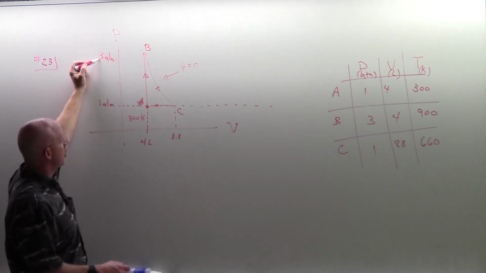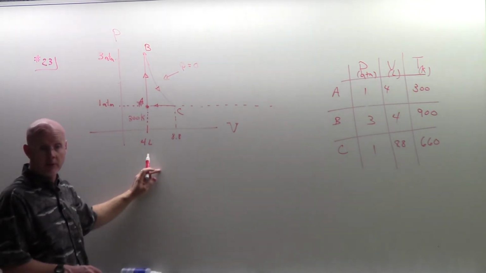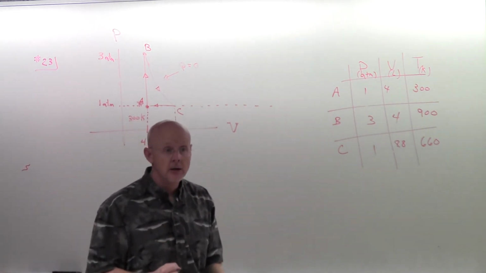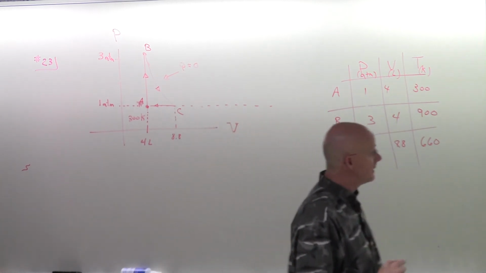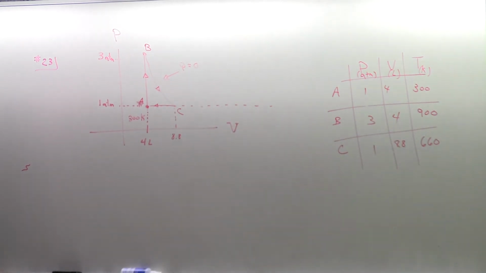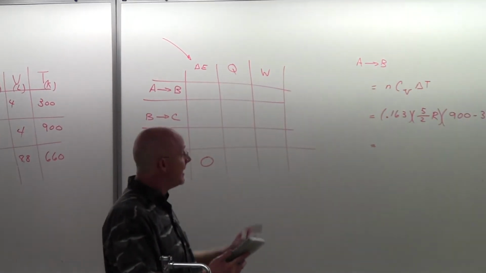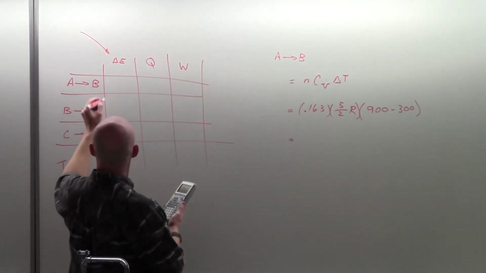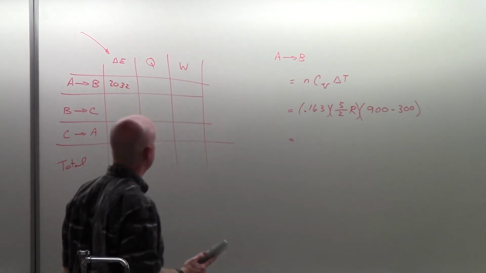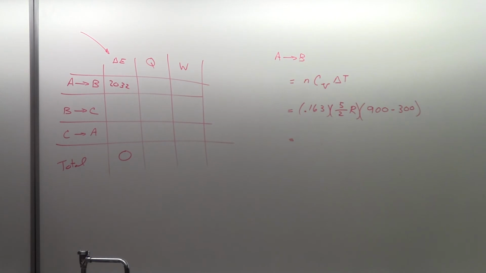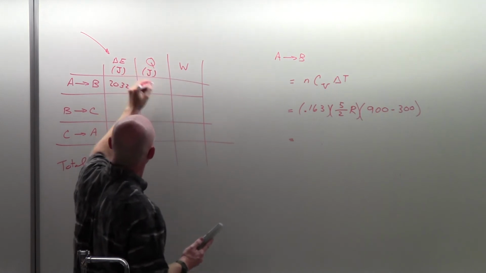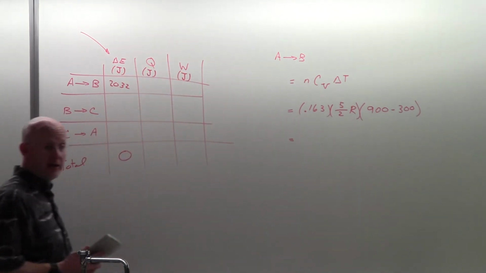How am I going to make the pressure go up without changing the volume? Making the molecules go faster, right? Putting energy into it, heating it up. And we said energy in is a positive number. So getting my calculator, 0.163 times 2.5 R times 600 comes out to be 2,032 joules. And so that's how much energy in joules needs to be added to that gas.